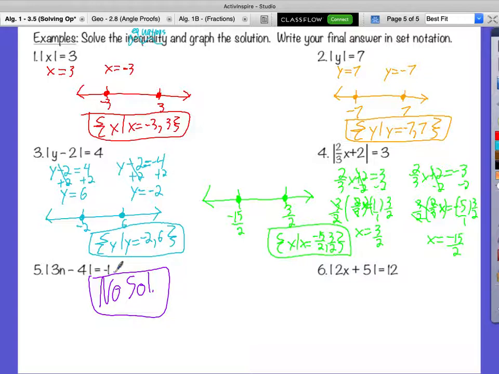Absolute value cannot equal a negative number. That doesn't mean that one of our solutions can't be negative, because if we plug this negative number in, we still get a positive 3. But absolute value can't be equal to a negative number, because you can't have negative distance. You can't be negative 1 units away from 0. That would not make sense.